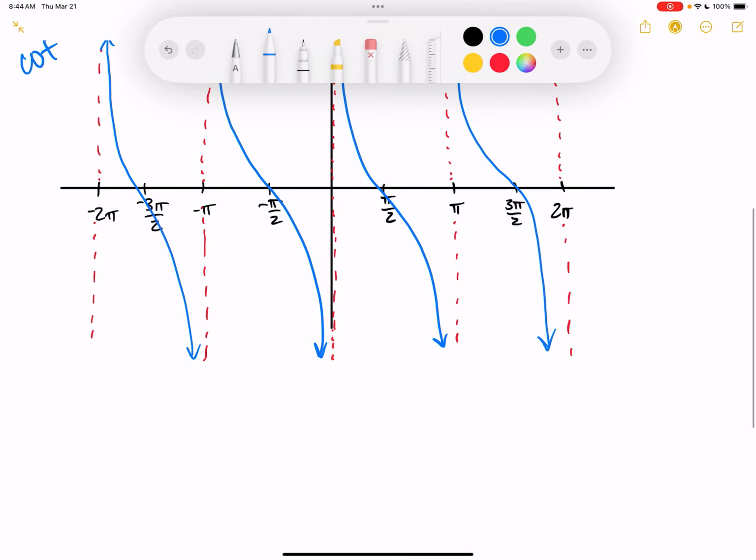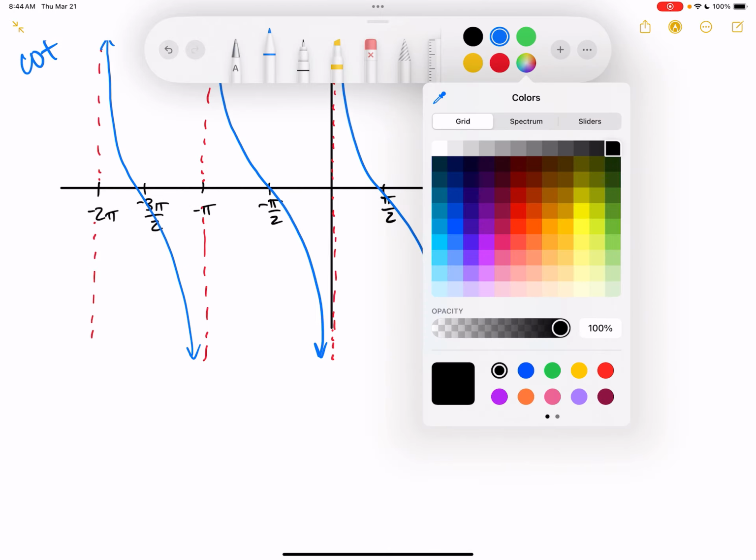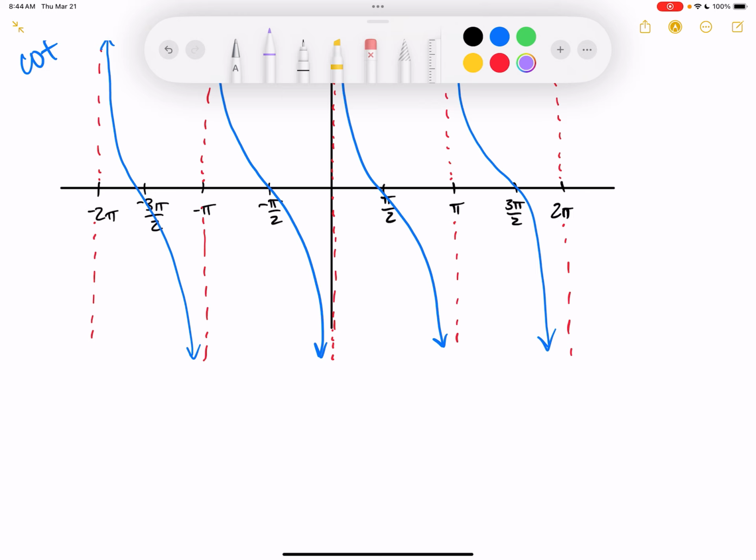So a couple characteristics that you need to know about the tangent function. You don't have to do anything special with cotangent, cosecant, and secant. For cotangent, cosecant, and secant, you'll just have to know their parent functions. But the characteristics of y equals a tangent of bx, just like we had for cosine and sine.